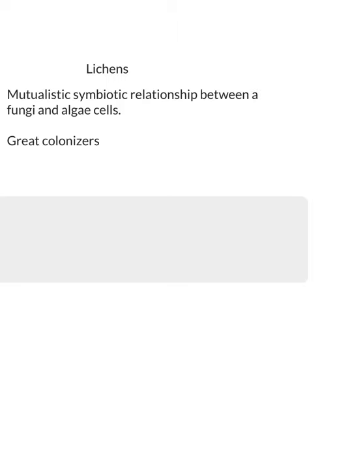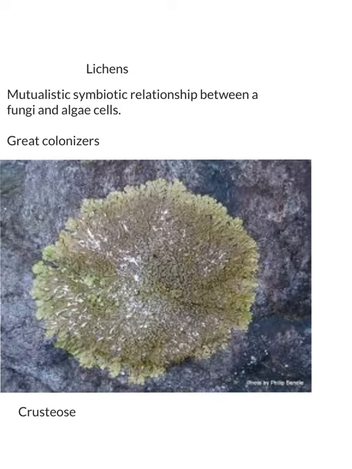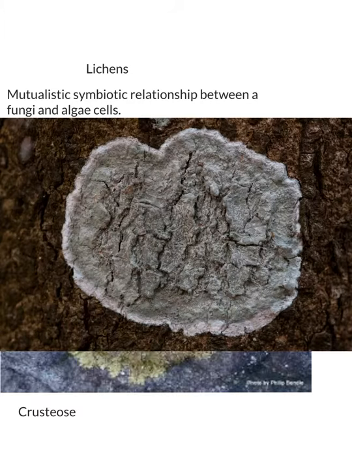There are 3 major forms of lichen that you need to recognize. The first is the crustose lichen. This form of lichen looks kind of like crusty paint on a rock or branch. Here's another example on a tree. These crustose lichens are very common.